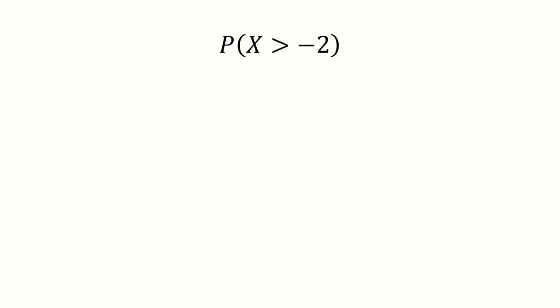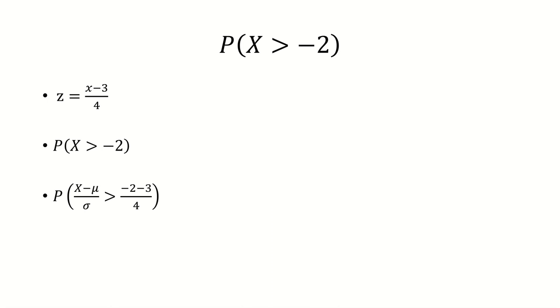In order to find the probability that x is greater than negative 2, we're going to plug in x equals negative 2 to find the z-score. And we get (negative 2 minus 3) over 4, which is negative 5/4. And the probability that z is greater than negative 5/4 is 0.8944.